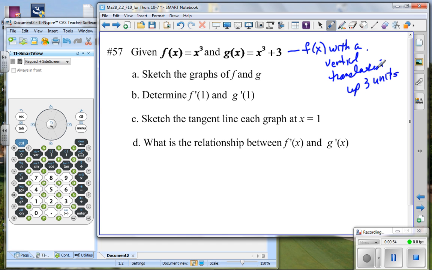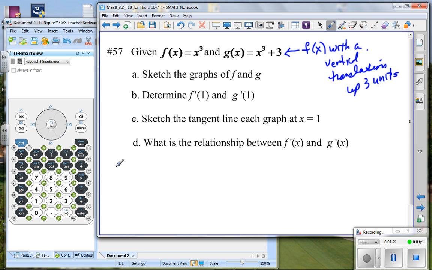In other words, it is parallel to this graph. It's just going to be raised up 3 units. Every output of f of x is identical to g of x, except it has 3 more units added to it. So let's do as we have here. Let's sketch f and g, and then let's determine the derivatives at each of those points.